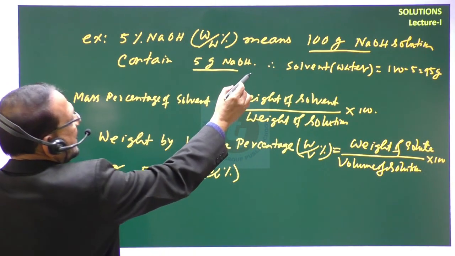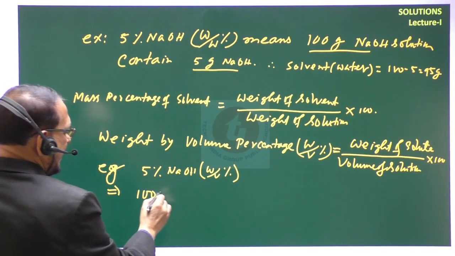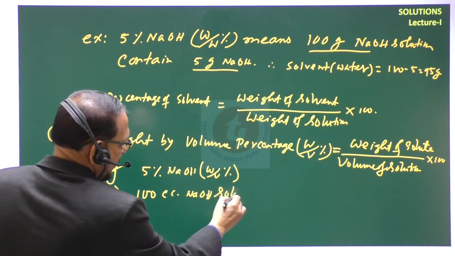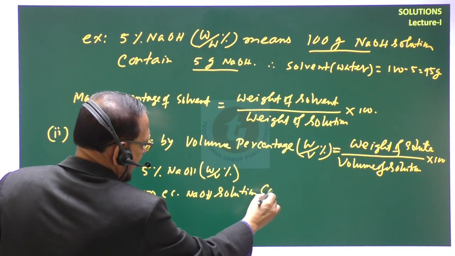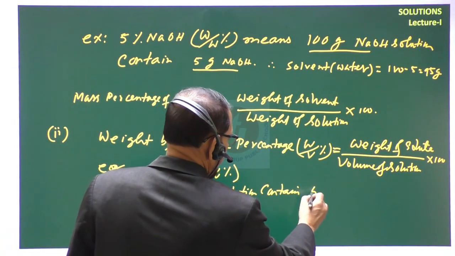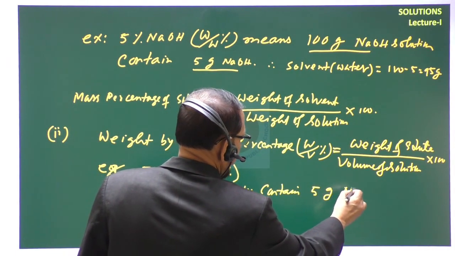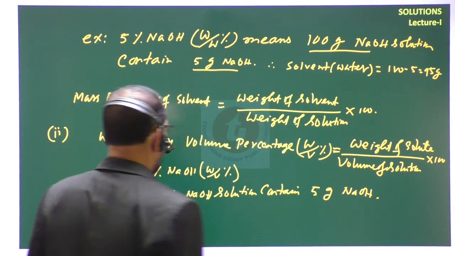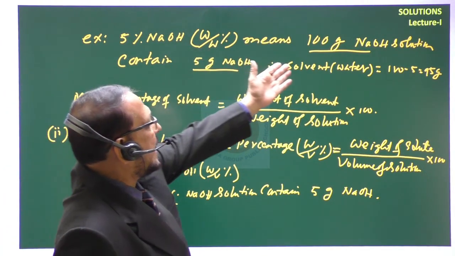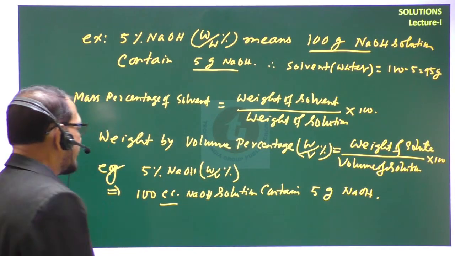Here it was 100 gram for weight by weight. Here it is 100 cc NaOH solution containing 5 gram NaOH. I hope it is clear. Here, weight by volume, 100 cc. Before, weight by weight, 100 gram. Okay, now it is clear.